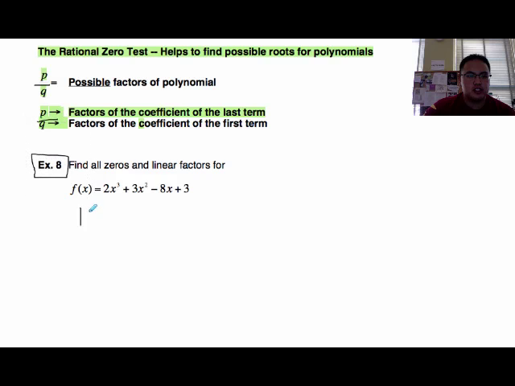Let's do the rational zero test. P, remember, stands for all the factors of the last term. So what are all the factors of 3? There's 1, there's 3.